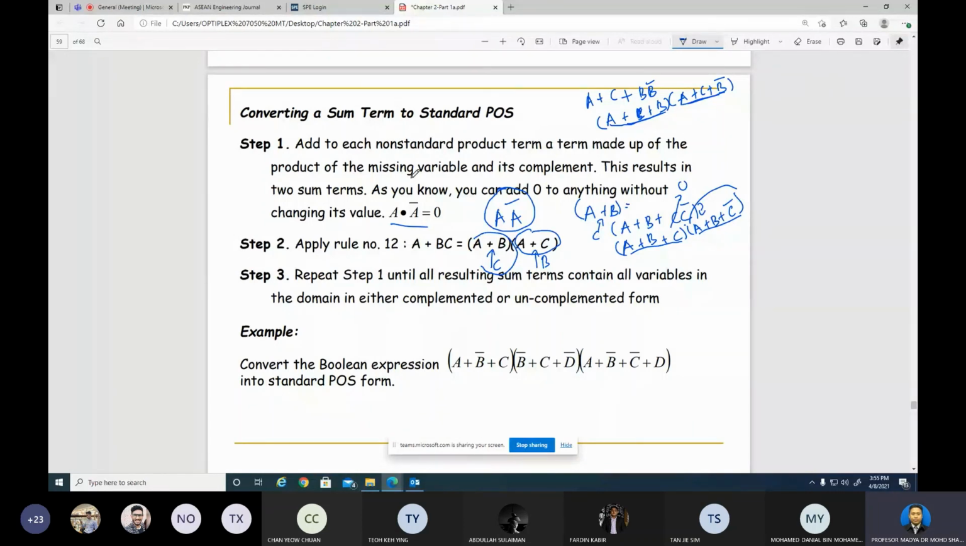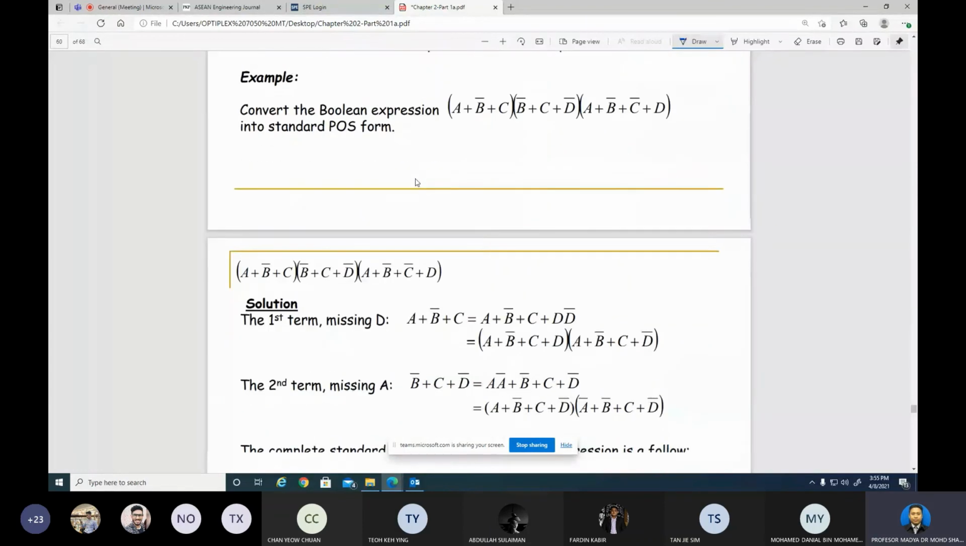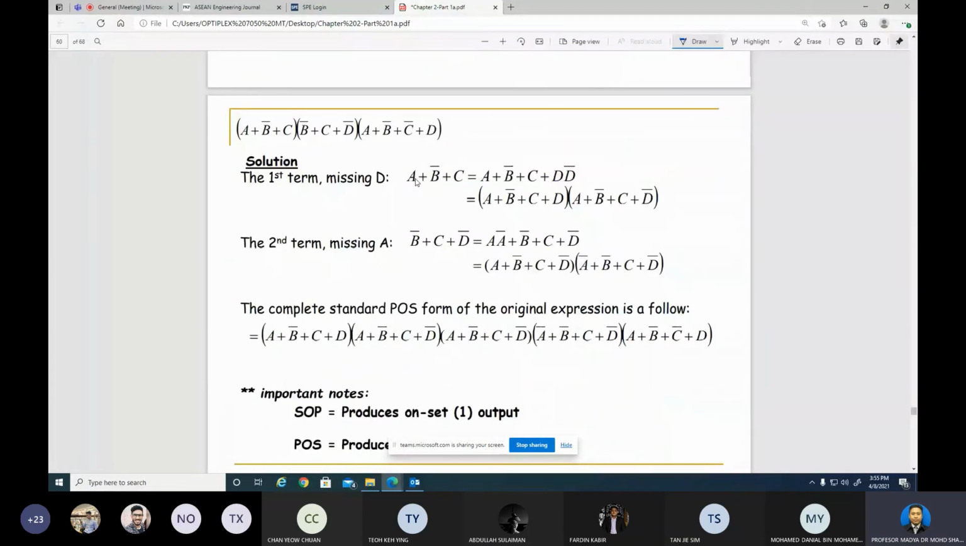We have two standard forms. The first is the POS, and the second is the SOP. So you have to remember how to do the standard form. You have to multiply. For example, for POS you have to add A plus A bar, and for the SOP you have to multiply A by A bar. That's the difference between the SOP and POS, as you can see.